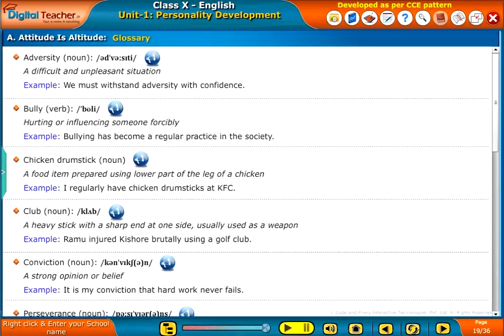Glossary. The meanings of certain words along with their usage in a sentence are shown. Click respective audio buttons to listen to the pronunciation of each word.